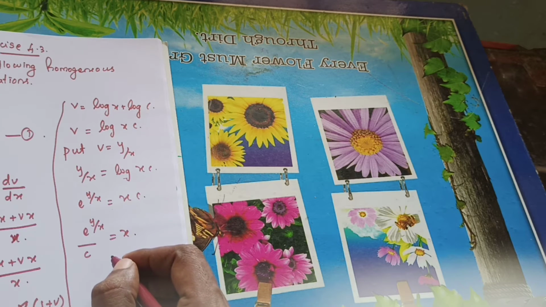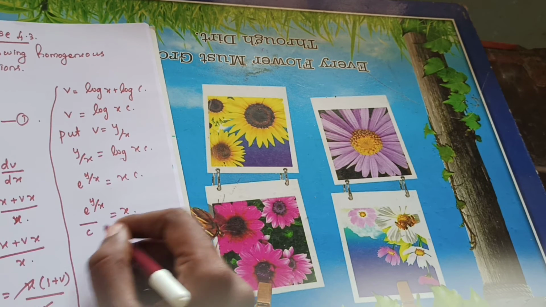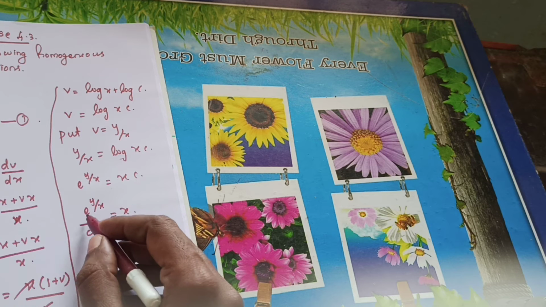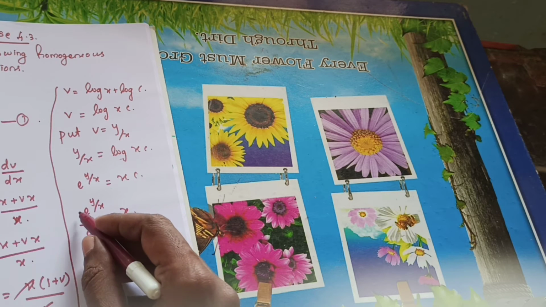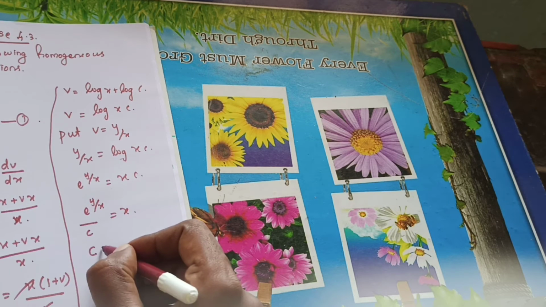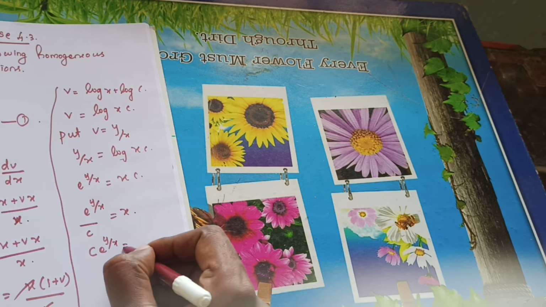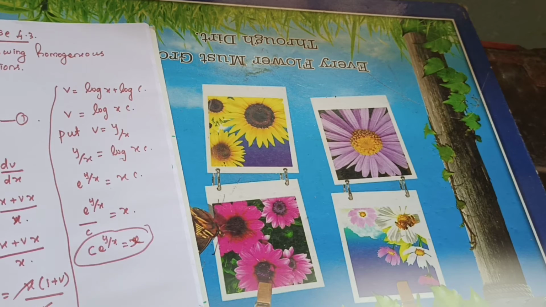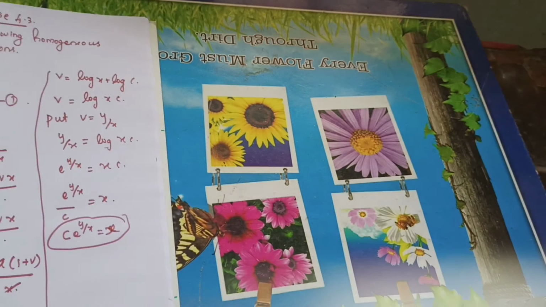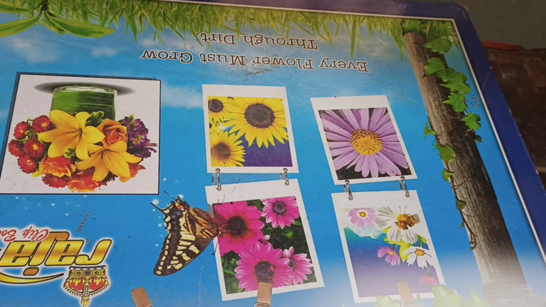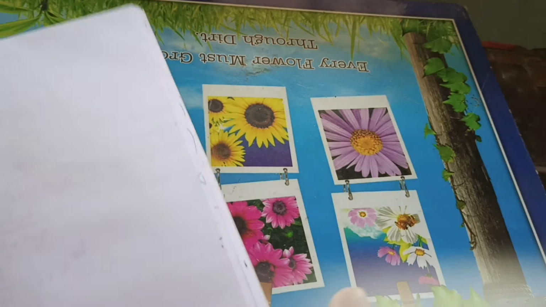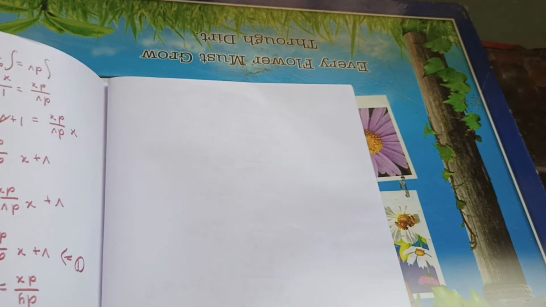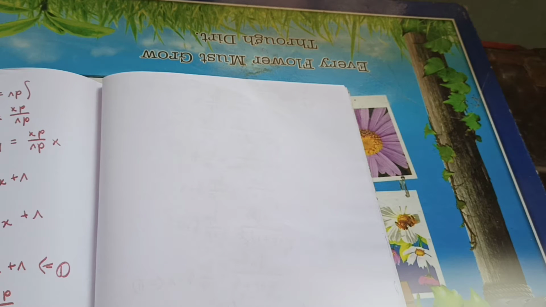So already I taught you c can be placed anywhere. If c is a constant, is it right? So 1 by c also can be written as c. So c e power y by x is equal to x. That's the answer. Understand? So very easy. So that is the first problem. Okay, those of you whom I already asked to complete, if you have not completed, please do it. Okay, then one more problem we will do in the same model.